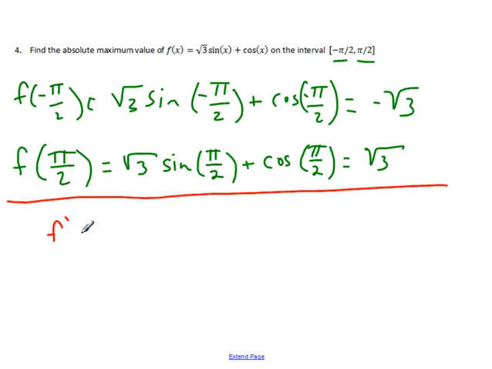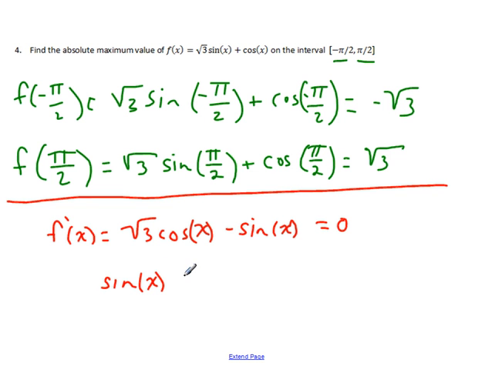So f prime of x equals root 3 cos of x minus sine of x. And we want to know when that equals 0. So in this case, because we can't factor anything out, since there's no factoring to be had, what we can do is we can create the equation, move sine of x over, and we get sine of x equals root 3 cos of x.